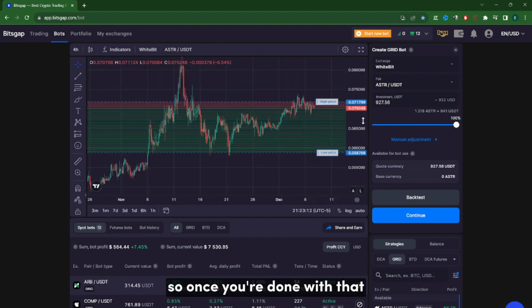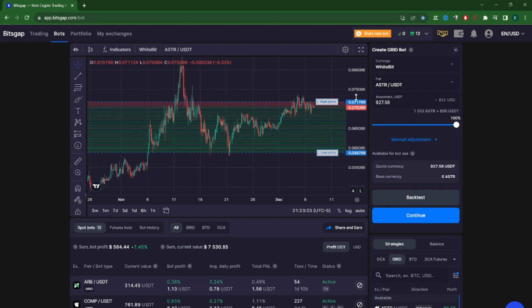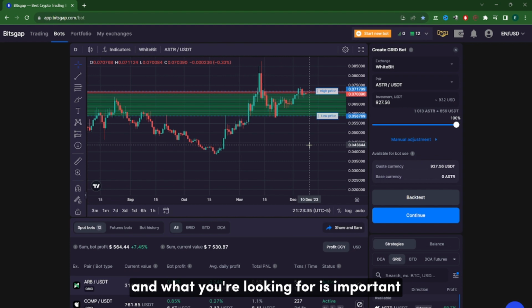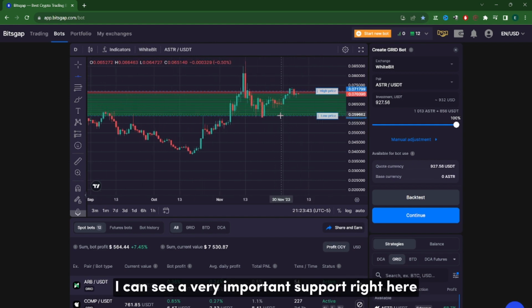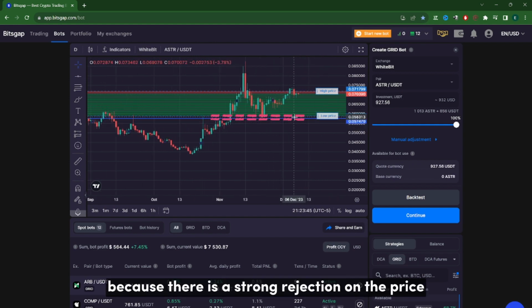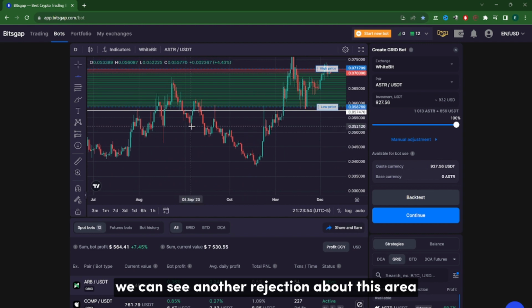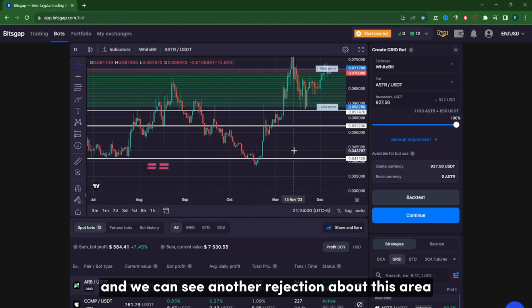So once you're done with that, what you're going to do is find the most important supports and key levels on the cryptocurrency. For this, you can use the daily time frame, and what you're looking for is important areas of support. You can use this tool called horizontal line. For example, I can see a very important support right here because there is a strong rejection on the price. So we can see one rejection here. We can see another rejection about this area, another rejection, and we can see another rejection about this area.